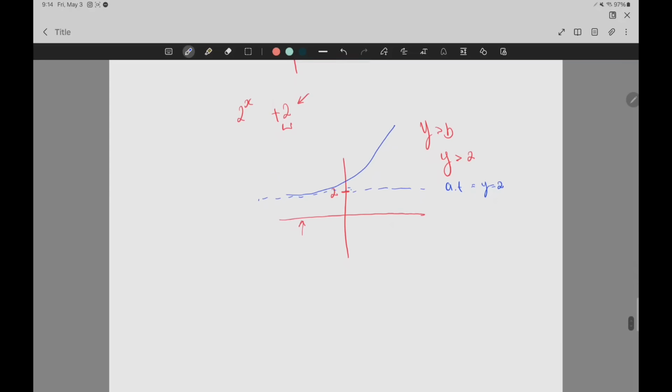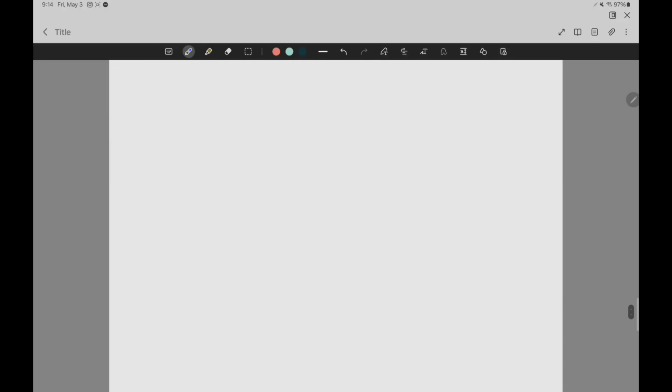Another easy way would be to use the transformation. If I were to have y equals a to the x, and then I have y equals a to the x plus 1, an easy way to differentiate between them: a to the x plus 1 can be attained by shifting the graph upwards by 1 unit.